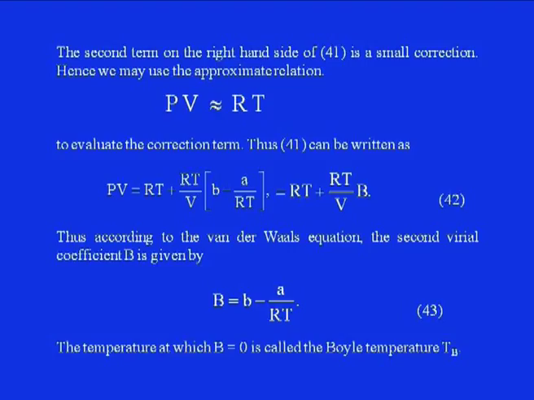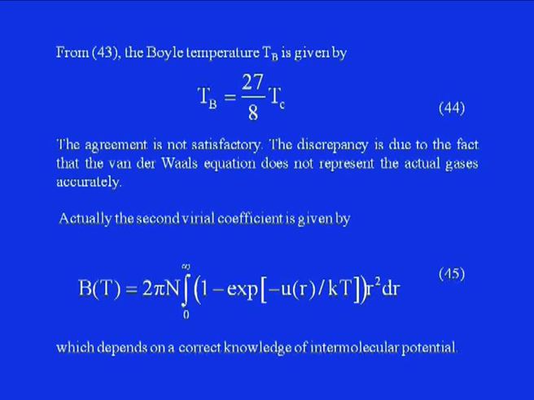If we plug in this form of u(r), as we have already told you, which is infinity when r is less than sigma, and u(r) when r is greater than sigma, substituting that form of u(r) from equation 18a, B(T) could be written as 2πN [σ³/3 − Σ over i equal to 1 to n of (1/i)(1/kT)^i ∫ from sigma to infinity of u(r)^i r² dr].